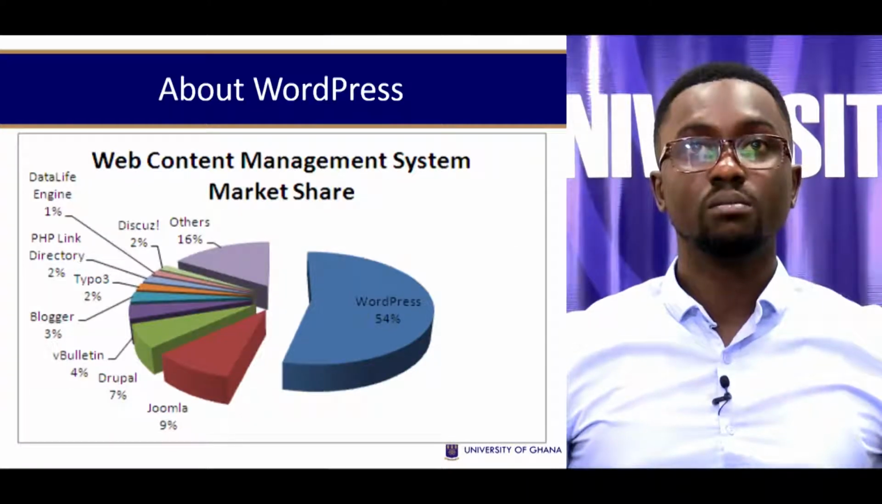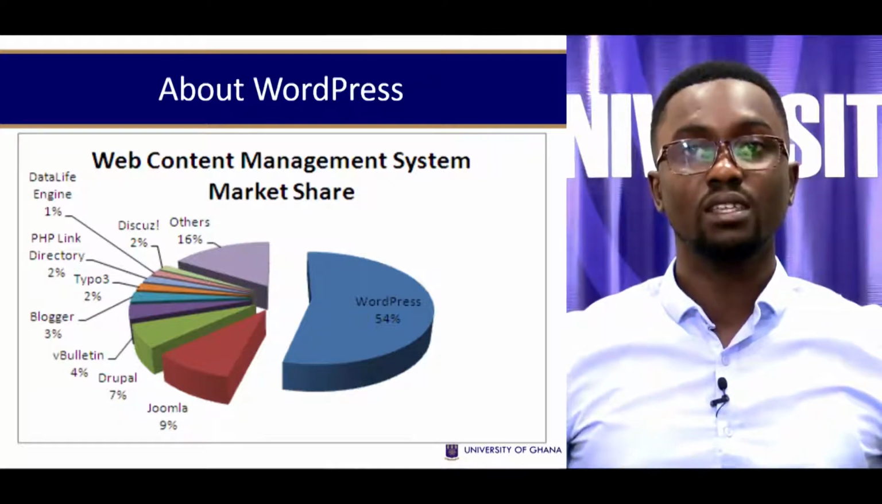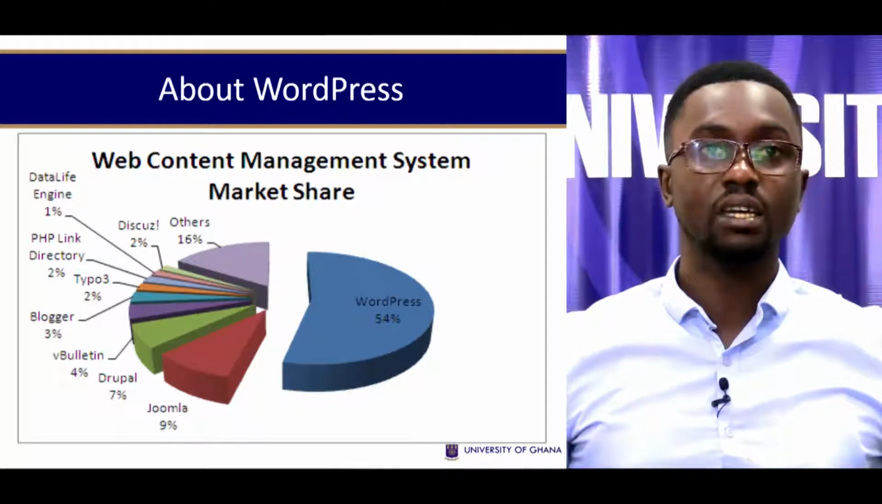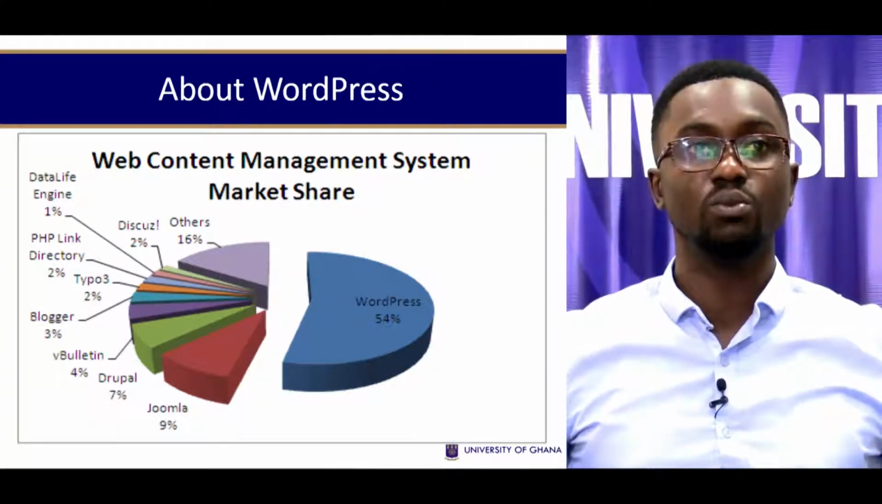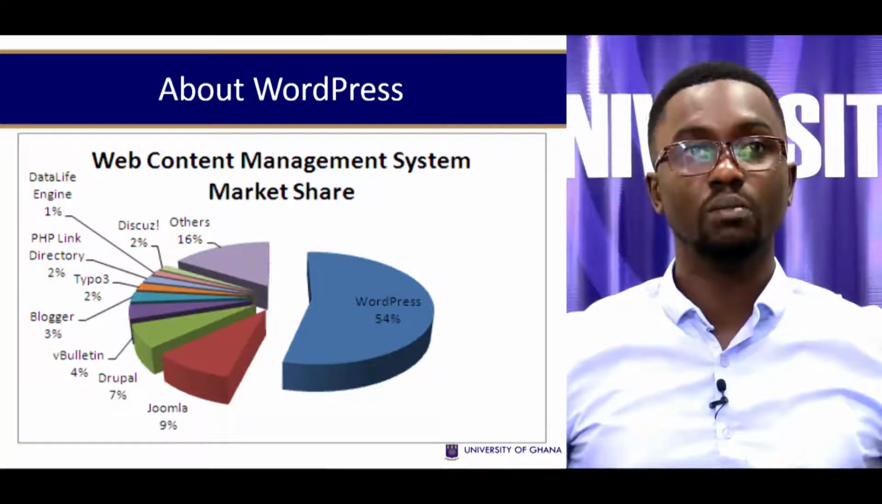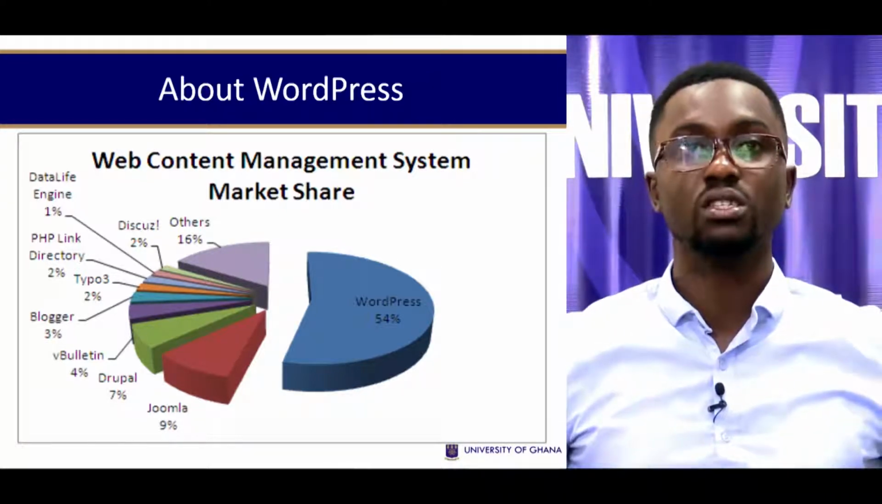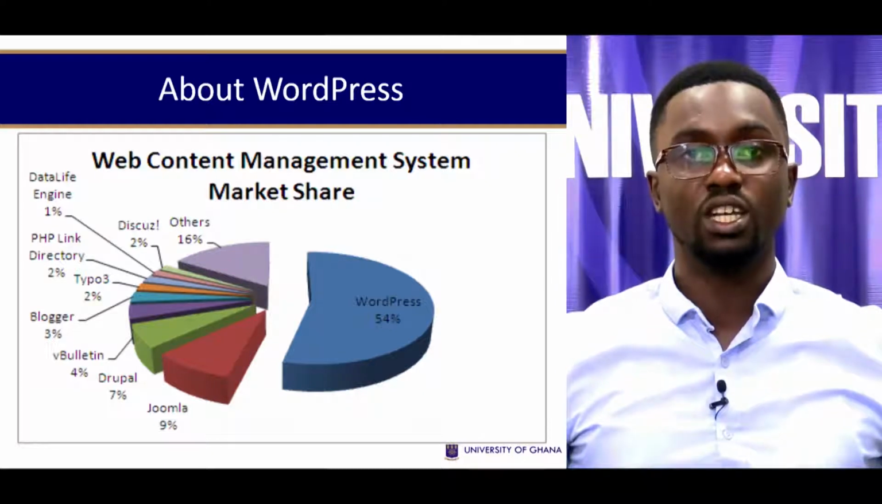Now, web content management systems market share. You can see that WordPress alone has 54% of the market share, with Joomla having 9%, Drupal having 7%, vBulletin with 4%, Blogger with 3%, and what have you. From the diagram, you can see the breakdown of the market share by each of the individual content management systems.